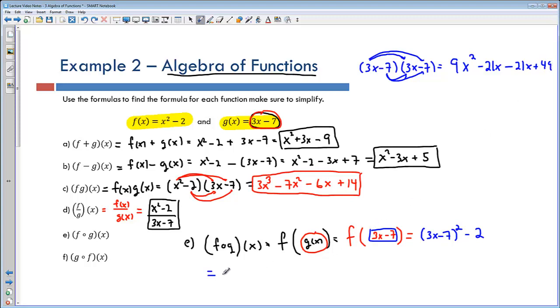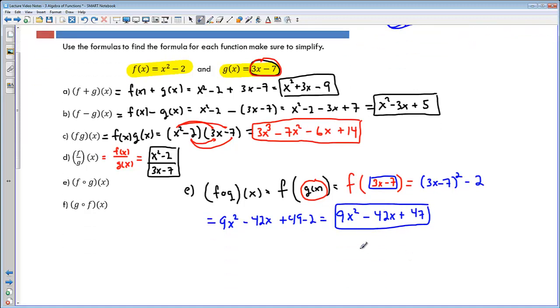And so what I get here is 9x squared. And then I have minus 21x, that's minus 42x. And then plus 49 and minus 2. And so my final answer would just be 9x squared minus 42x plus 47. And so that's f composed with g of x.